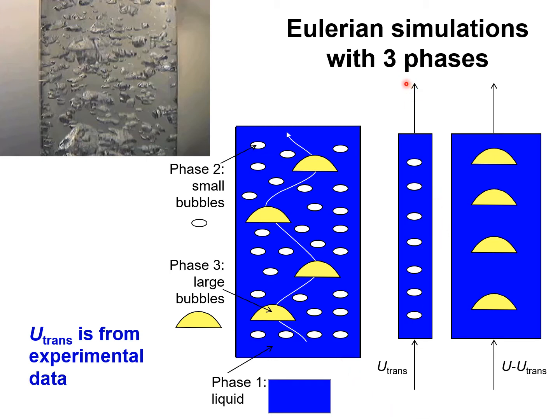So the Eulerian simulations for bubble columns are best carried out by considering small bubbles and large bubbles dispersed within the liquid phase. Precisely how this is done is discussed in the papers that I have mentioned right at the beginning.